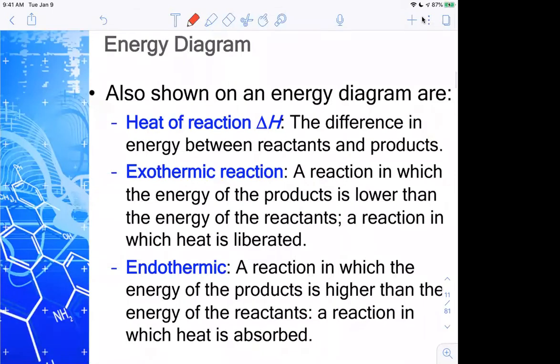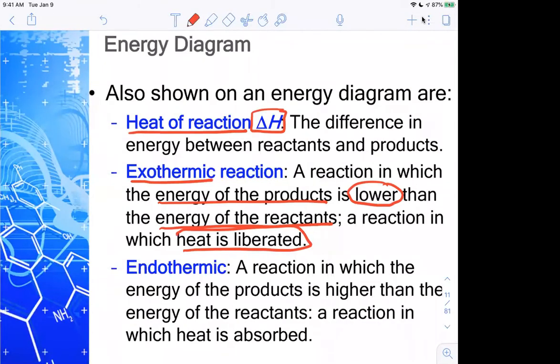I also have this heat of reaction, or my delta H. If you've had any thermodynamics, this is also called enthalpy. And this is the difference in energy between the reactants and the products. In an exothermic reaction, the energy of the products is lower than the energy of the reactants, and heat is actually released, or heat is liberated.